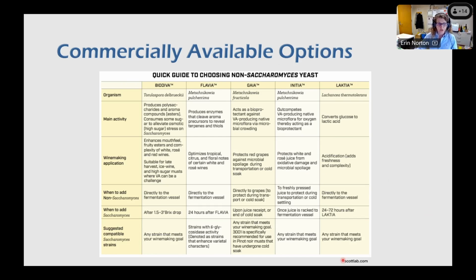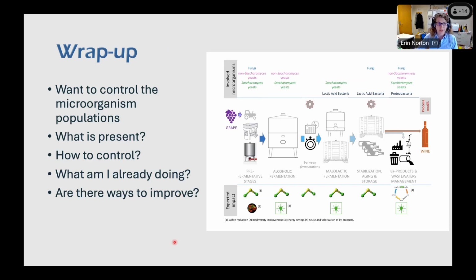Okay, so to wrap up, we do want to control the microorganism populations. I'm not suggesting that we just let it all run wild. You can. Wild fermentations can be interesting, but not always to consumers, is what I would say. It might be very interesting to you, but consumers might not quite appreciate wild fermentations. So we do want to control the microorganism populations. There are a couple of questions to ask.